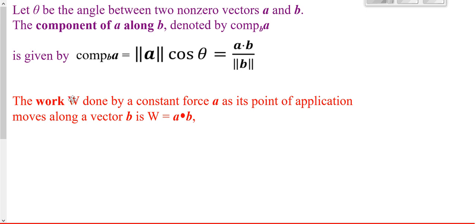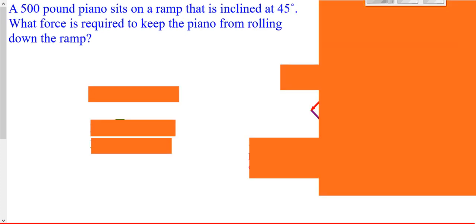Now, we also want to look at work. Work is what is done by a force in a certain direction. Well, force and direction are vectors, so it's really just the dot product of those. Or another way to look at it is your force in that direction, so your force multiplied by your distance. It can be done either way.